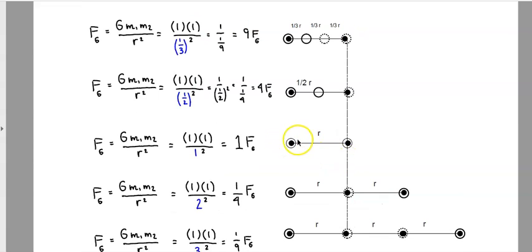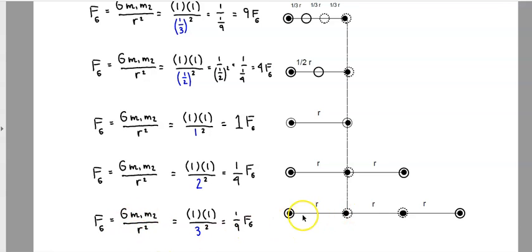If I start at the original r distance away, but I move it to twice as far away, that's 2r. Double squared, you have a quarter of the strength. If I have the original r and I move it out 3r away, 1 over 3 squared is 1/9 of the original force. So you can see that the farther away I get, the weaker the force will be.